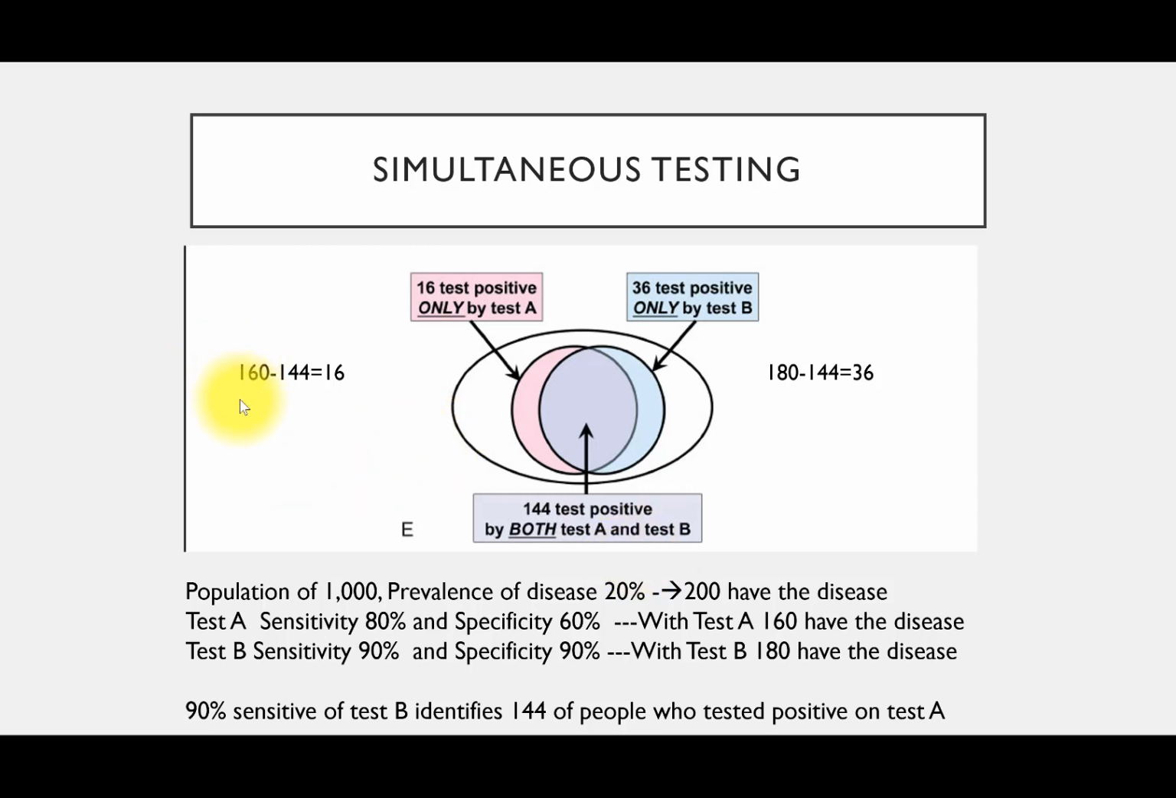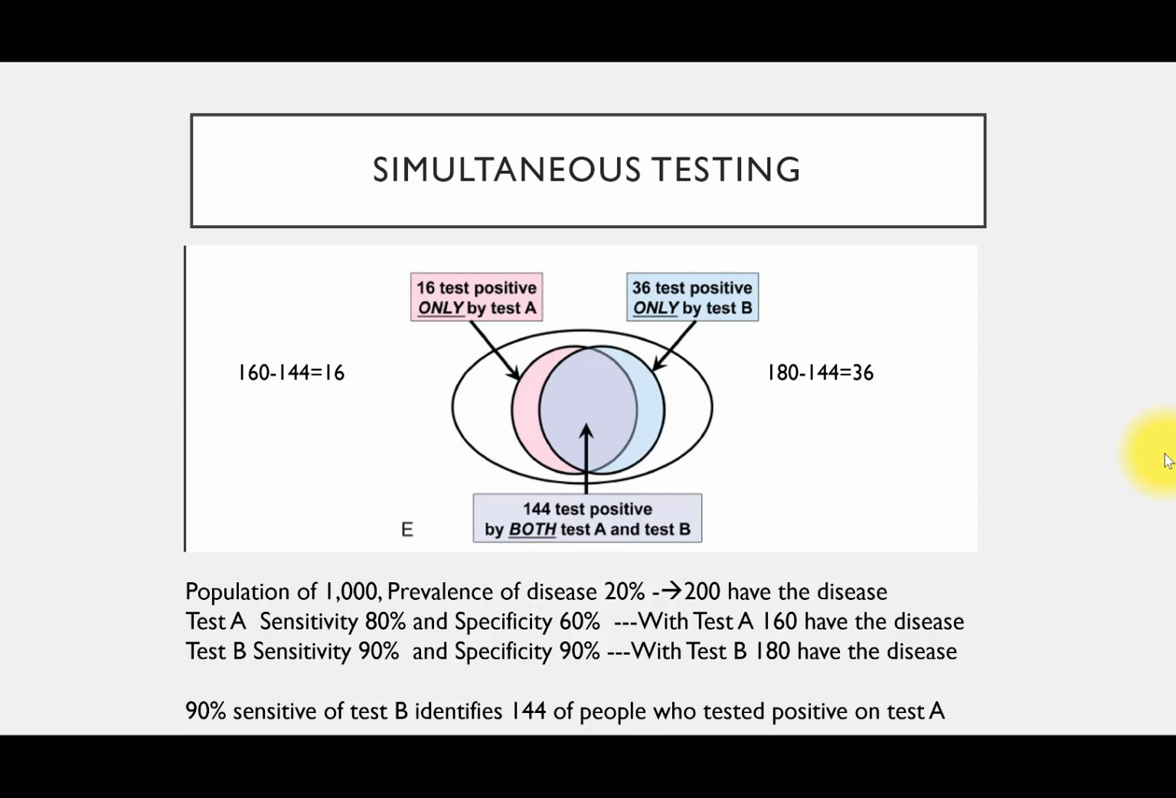With test B, which takes place at the same time, we're going to set the sensitivity at 90% and specificity at 90% as well. And that means 90% of 200, we're going to get 180 true positives with the second test. But how do we figure out how to calculate net sensitivity, since a lot of people who tested positive for test A also tested positive for test B? So there is an overlap.